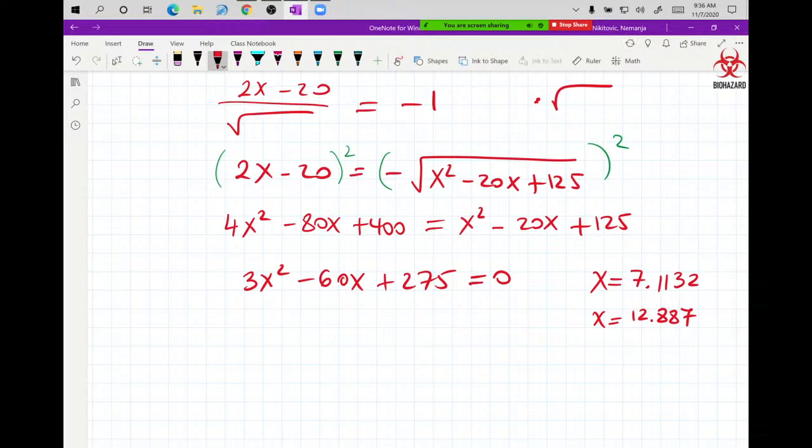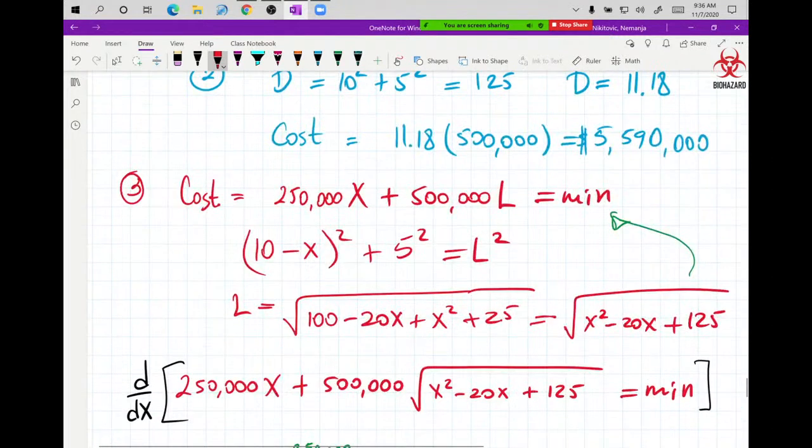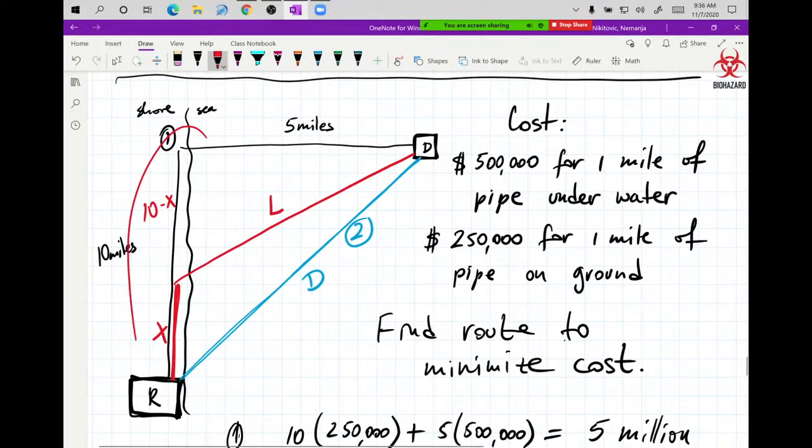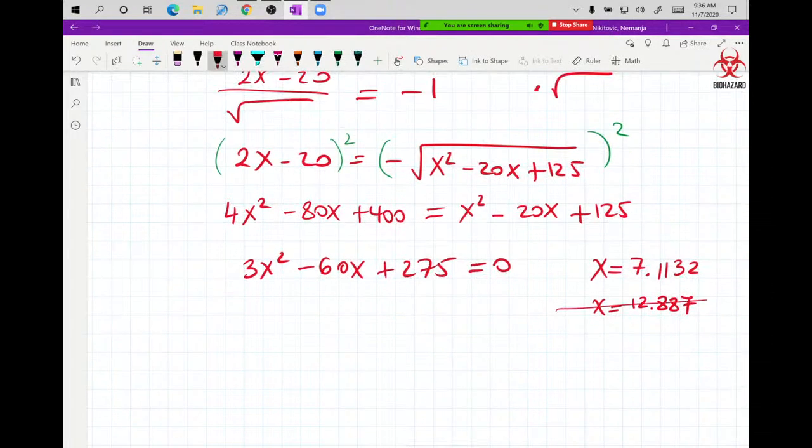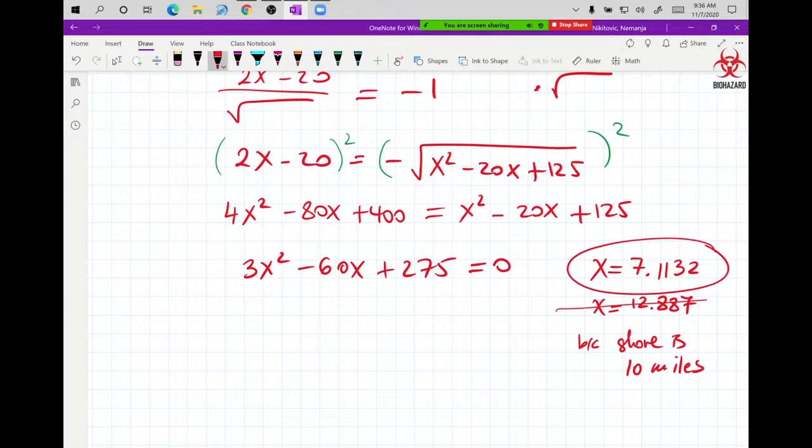Now, guys, remember that x was along the shore and the shore is 10 miles long. Remember that this is 10 miles long. So can x be 12.887? The answer is hell no, right? So we drop this answer because the shore is 10 miles and we have the answer that we want for x.